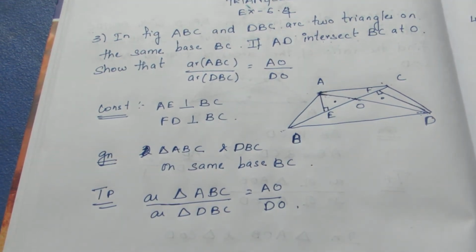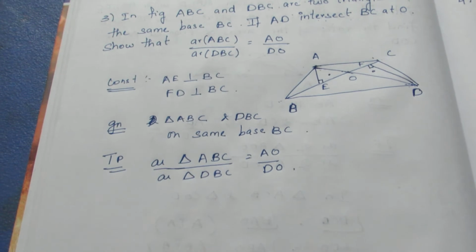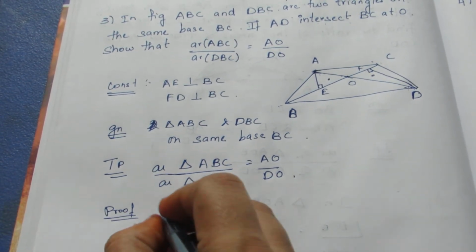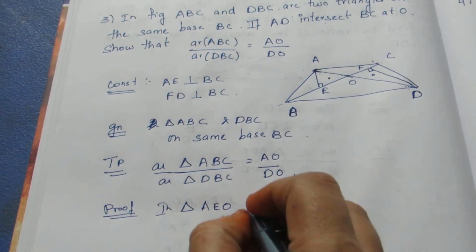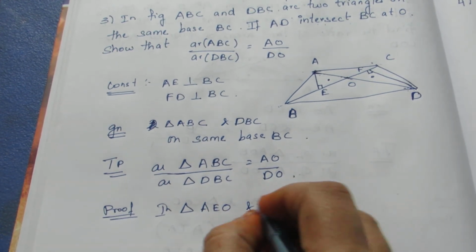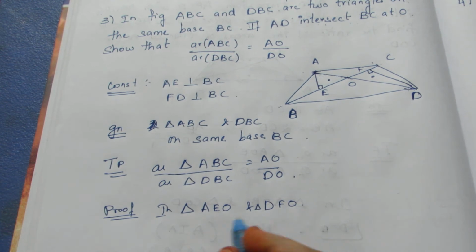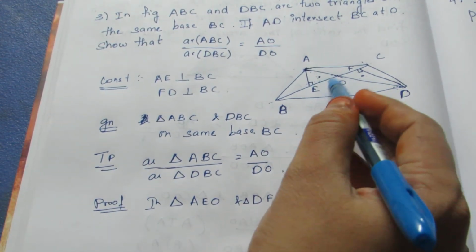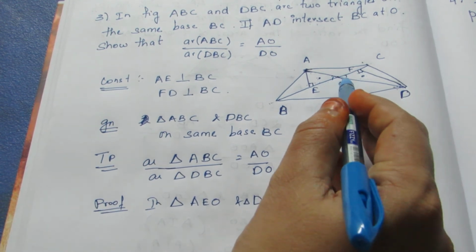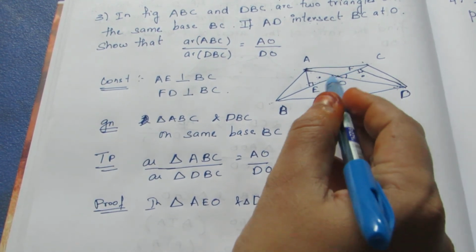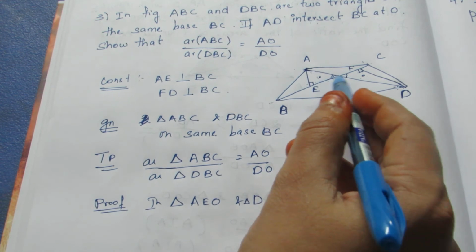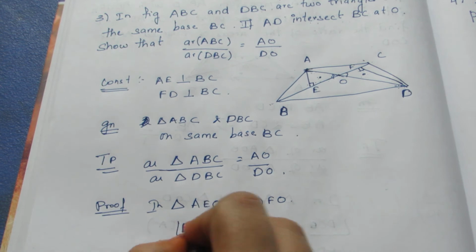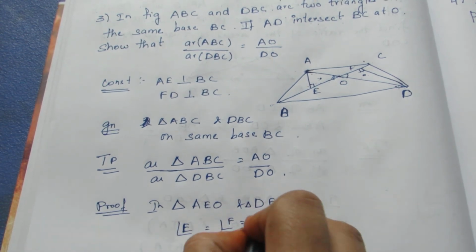For that, taking the two triangles AEO and DFO, I am going to prove these two triangles are similar. We know that this is 90 degrees according to our construction, and we know that these two angles are vertically opposite angles, so they are equal. So angle E is equal to angle F is equal to 90 degrees.